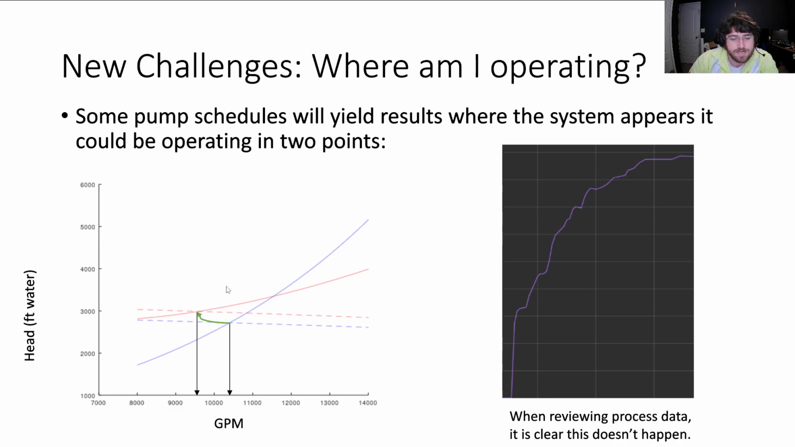four-component model results. So we see here the red pump curve intersects the red system curve, and the blue pump curve intersects the blue system curve.